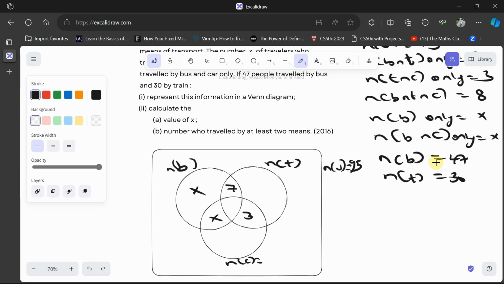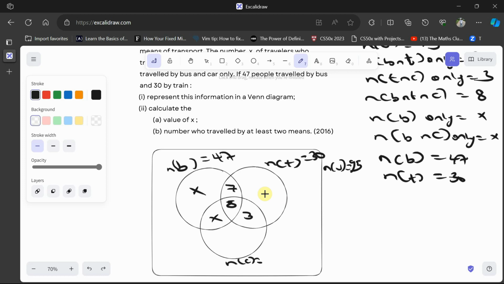Notice the number of b is 47, so this whole circle is 47, which is the total number of people that traveled by bus, and n of t is 30, the total number of people that traveled by train, so this is this outside one. So I think I missed something here. The number of people that traveled by all three means is 8, so let me fix that in here. So I think we're good.